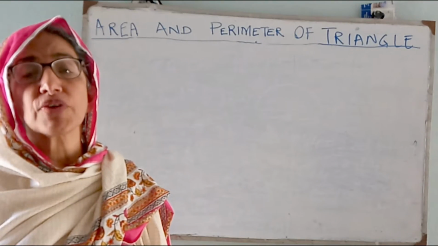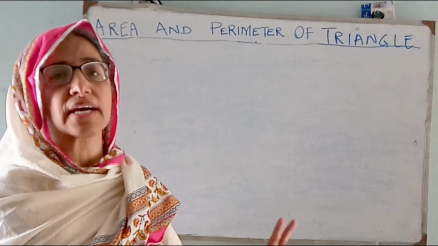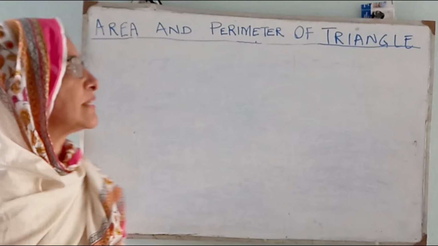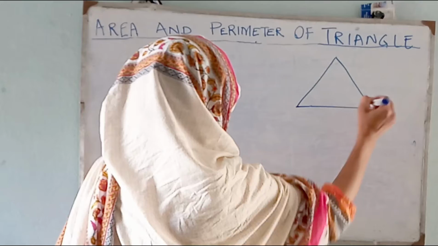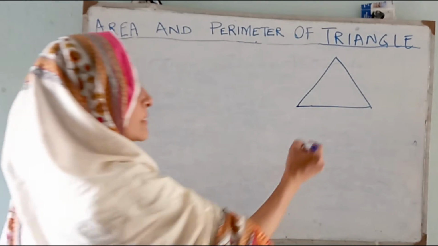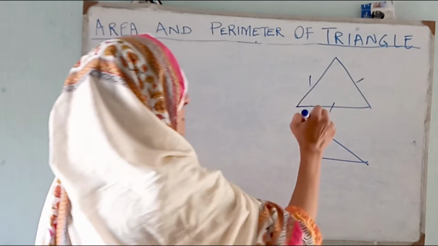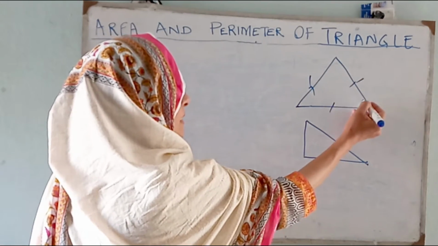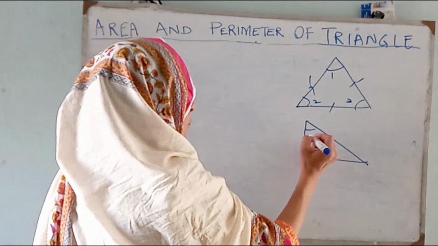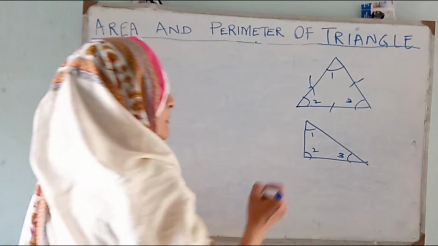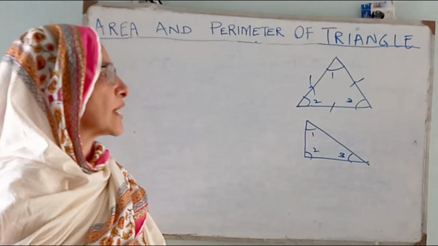As the name suggests, triangle. That means we are talking about a shape which has 3 sides, 3 angles, and the shape will be like this. It's not necessary that a triangle should be like this. A triangle can be like this also. So how many sides does it have? 3 sides. And how many angles? 1, 2, 3. Right? So this 3-sided figure is called a triangle.